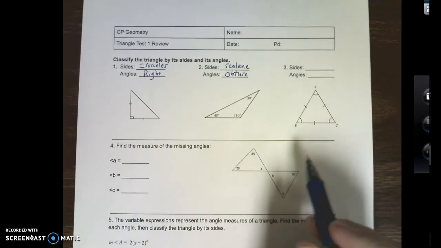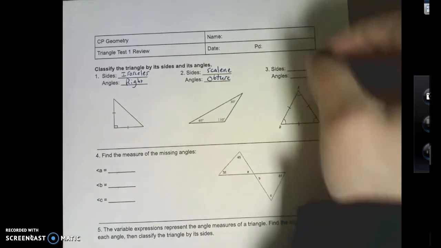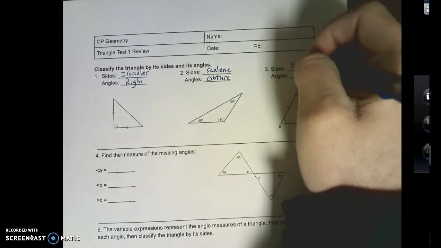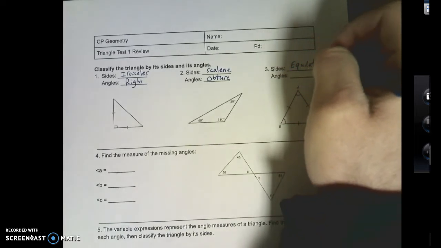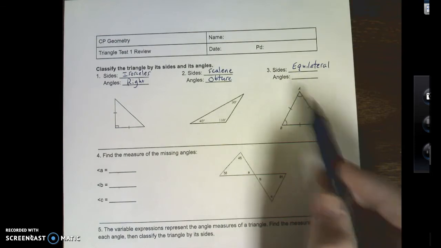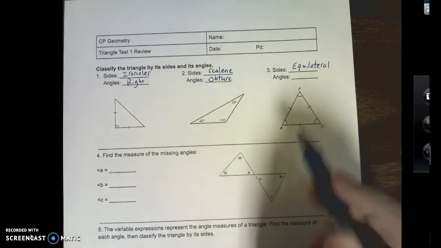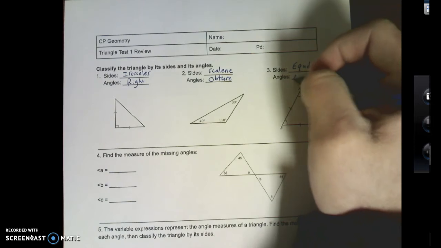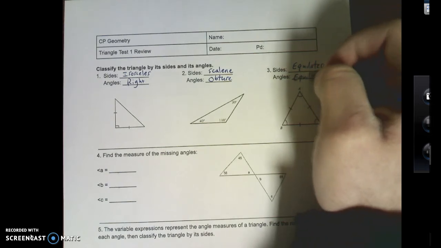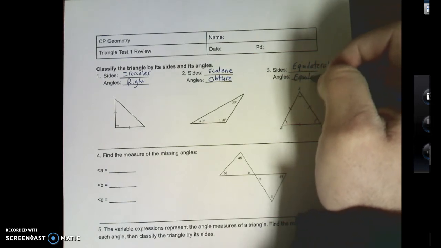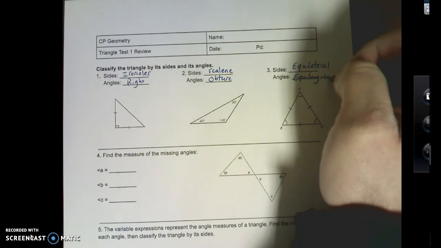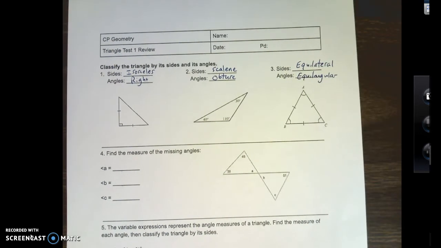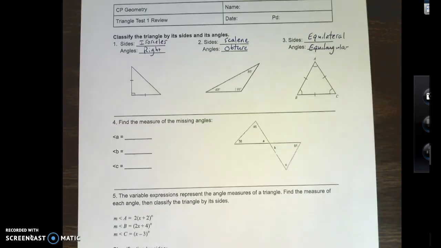Lastly, all three sides the same. That's pretty easy. Equilateral. Here's the weird one. By its angles, yes, all three angles are less than 90. So, I mean, you could kind of argue it's acute. But because they're all the same, we can also call this equal angular. Yes, that's a real word. I didn't just make it up. Okay. All right. So, very good.